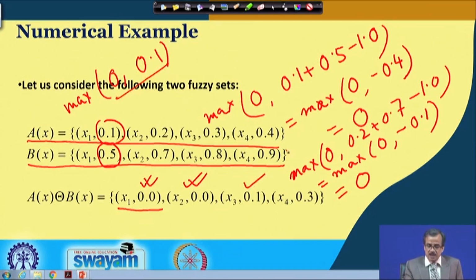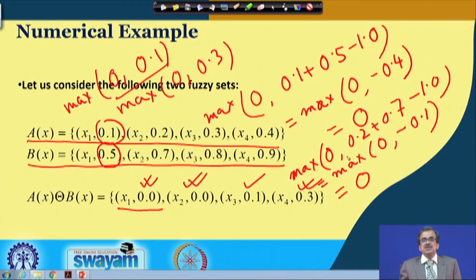Corresponding to x4, this will be the maximum between 0 and 0.4 plus 0.9, which is 1.3 minus 1.0. So, this is 0.3, and the maximum between 0 and 0.3 is 0.3. So, we can find this particular A(x) bounded difference B(x).